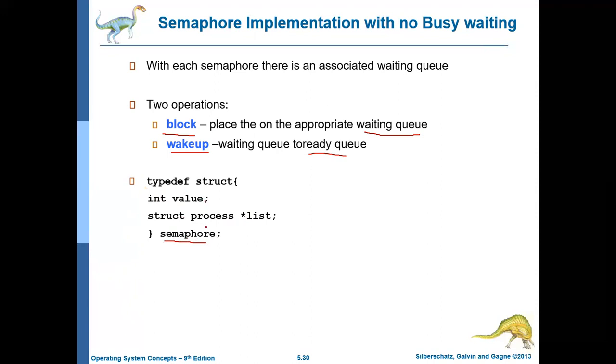So basically, the second variable is a pointer to a process, which is a structure. This process is a structure. So let us see how a semaphore can be implemented without busy waiting.